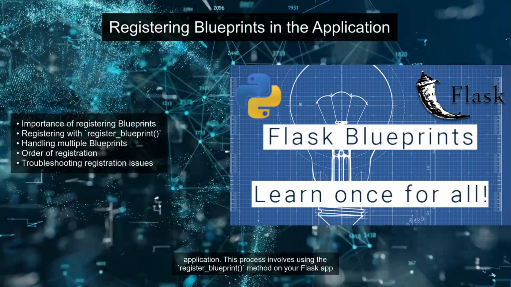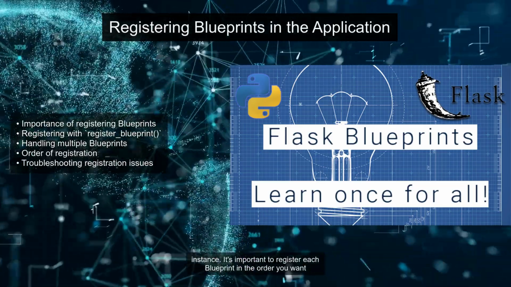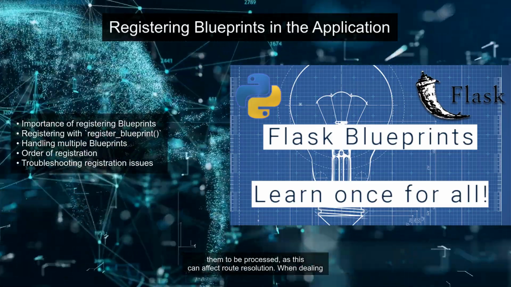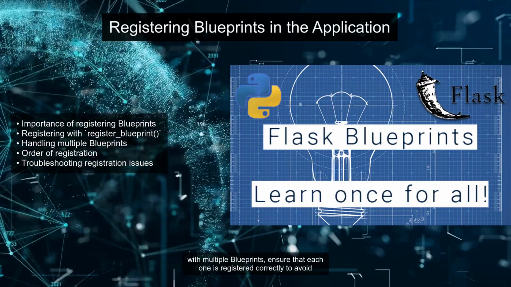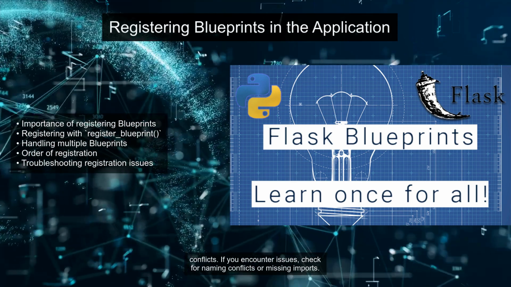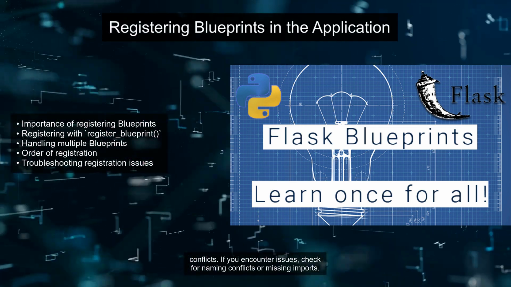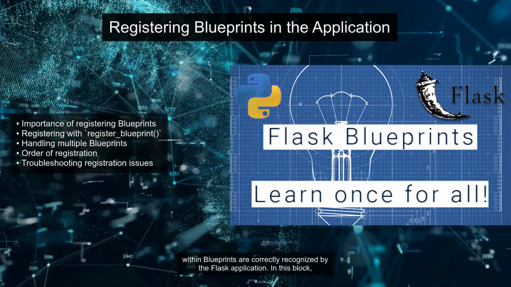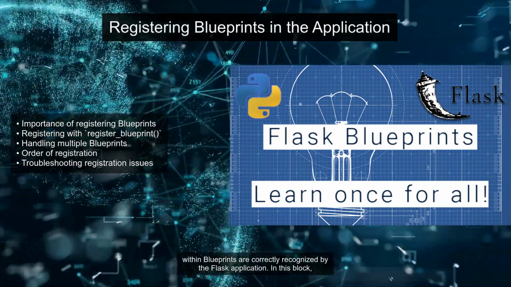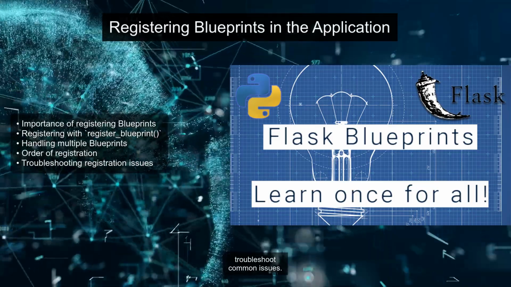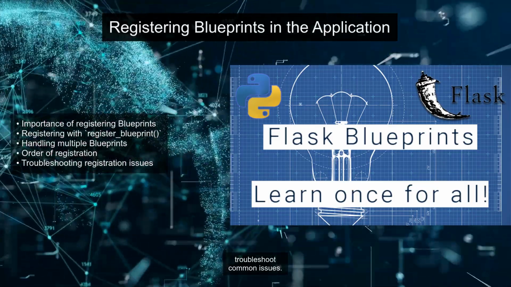This process involves using the register_blueprint method on your Flask app instance. It's important to register each blueprint in the order you want them to be processed, as this can affect route resolution. When dealing with multiple blueprints, ensure that each one is registered correctly to avoid conflicts. If you encounter issues, check for naming conflicts or missing imports. Proper registration is crucial to ensure that the routes and logic defined within blueprints are correctly recognized by the Flask application. In this block, we'll go over the best practices for blueprint registration and how to troubleshoot common issues.